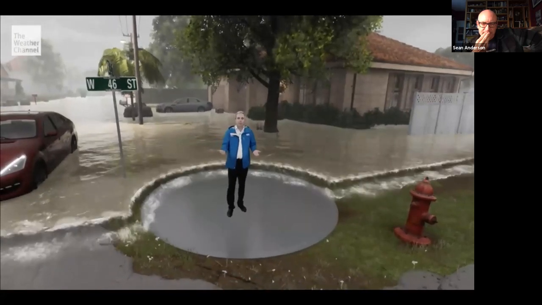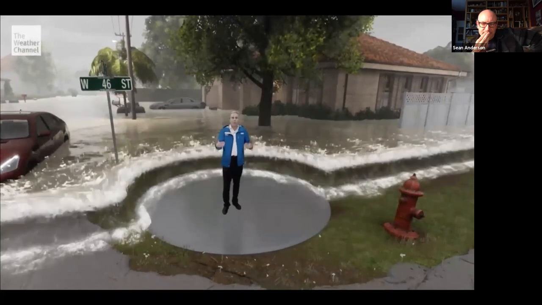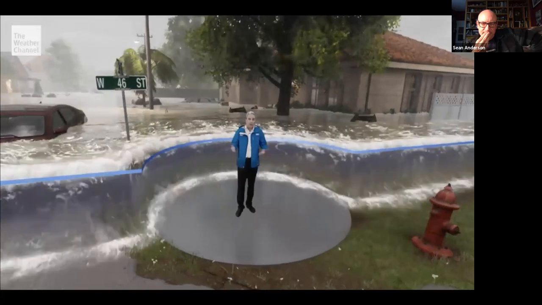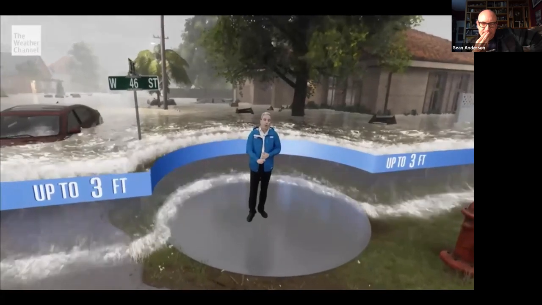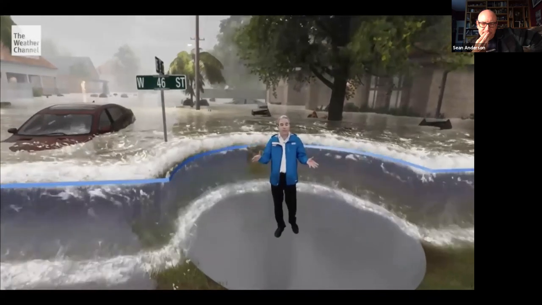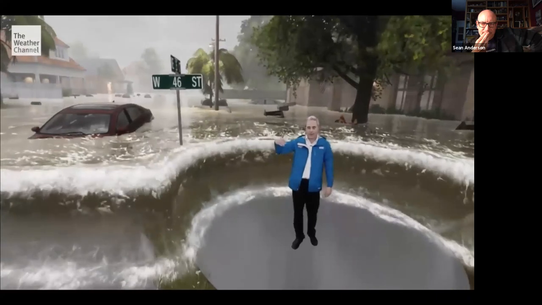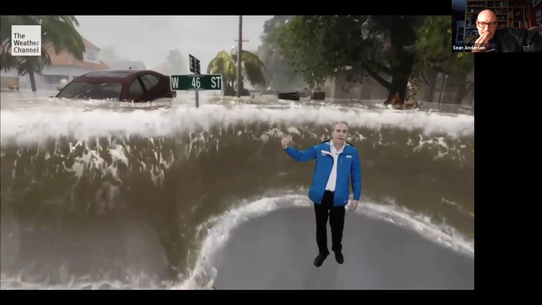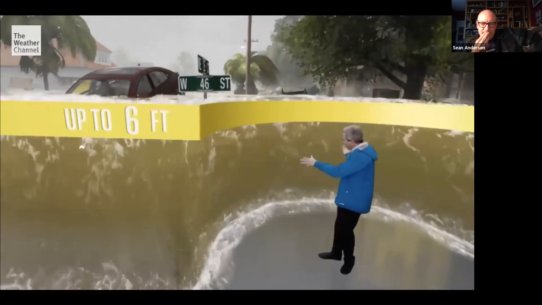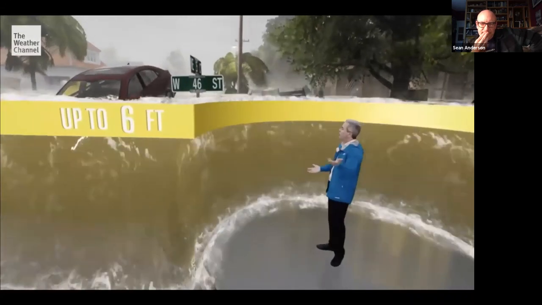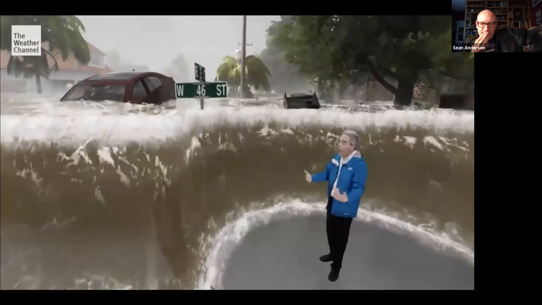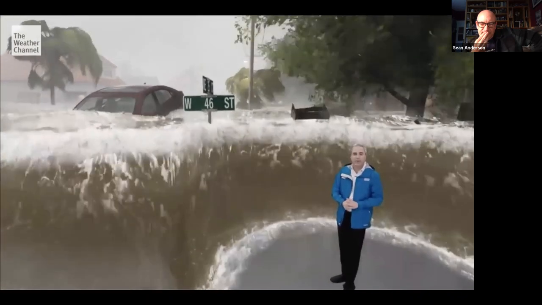For example, we know Florence is going to bring 1 to 3 feet of inundation across many locations. That certainly is enough to knock you off your feet. It can definitely stall cars out and even carry cars away, and certainly flood many of the lower levels of structures. But we know Florence is also going to bring water rises well above that, perhaps up to 6 feet. Now, 6 feet of water, imagine that. That carries large objects in it, like cars, for example, that can act like battering rams and enhance the damage that would otherwise be. And also, we know that can flood the lower levels of any structure.